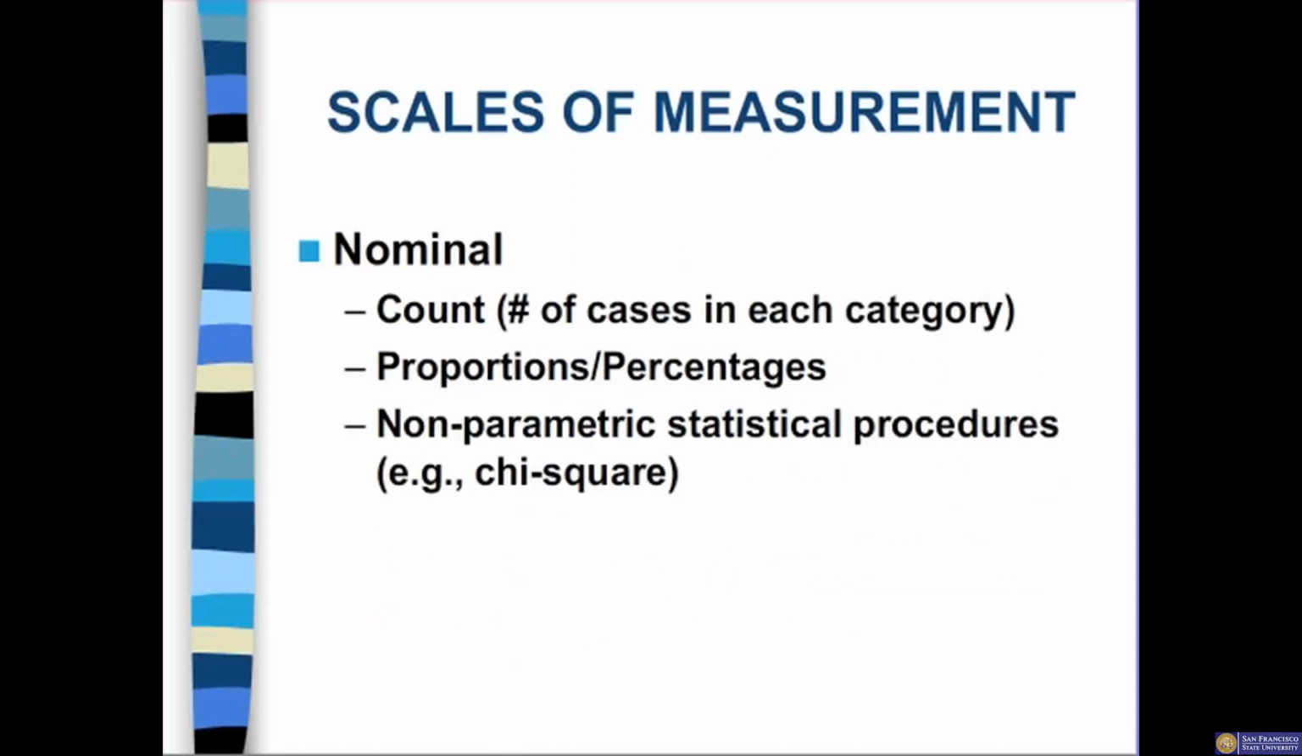The way that you report a nominal variable is through a count or sometimes a proportion or a percentage. So there are 60% males in a sample versus 40% who identified as female.